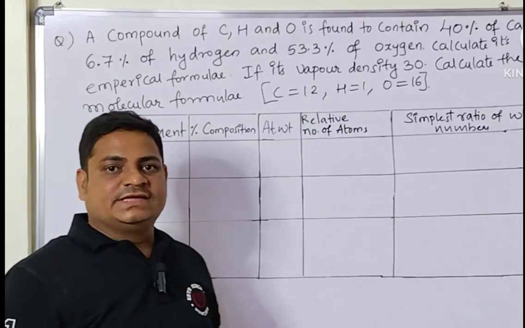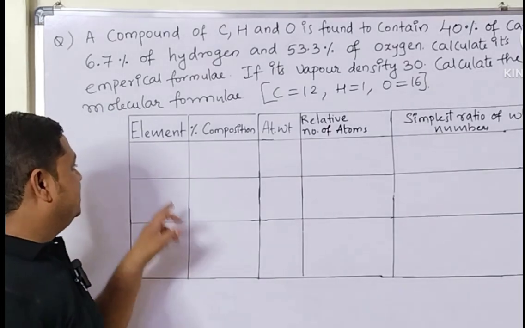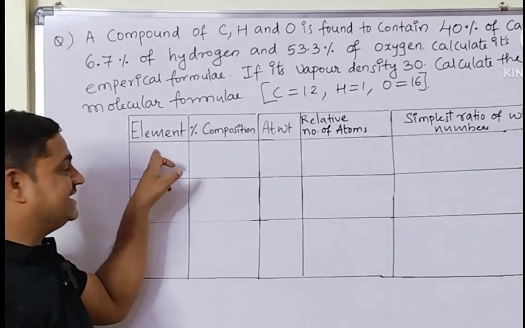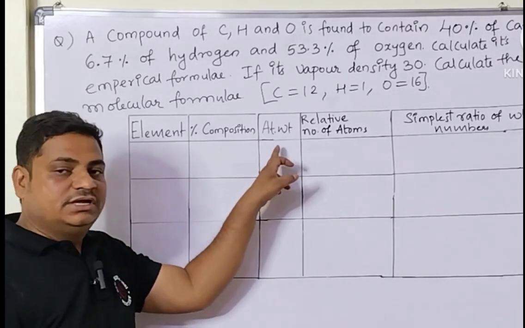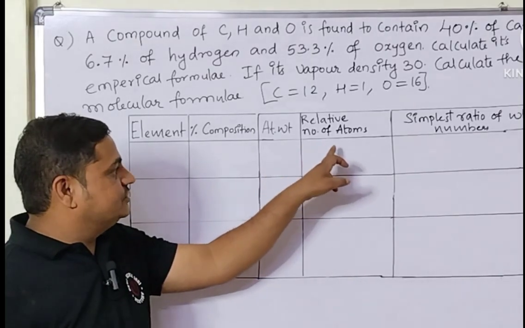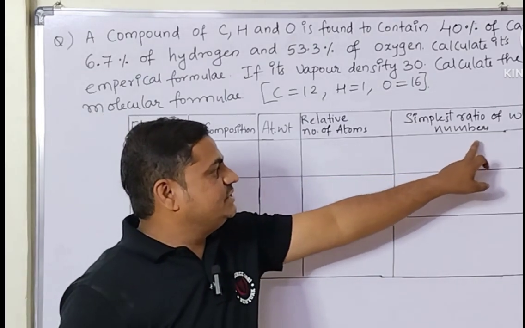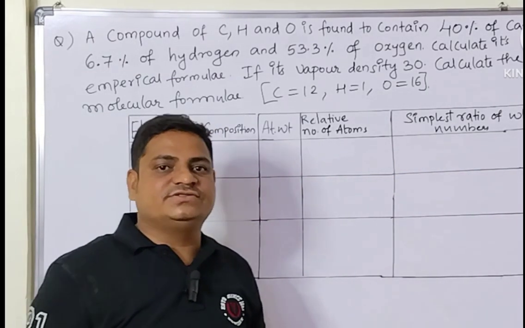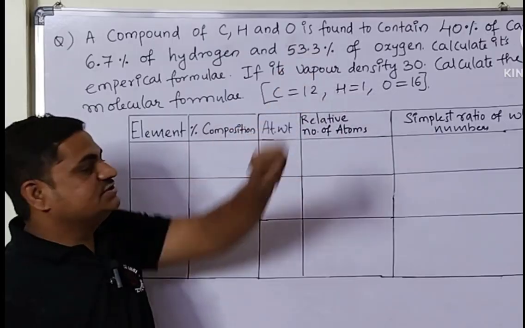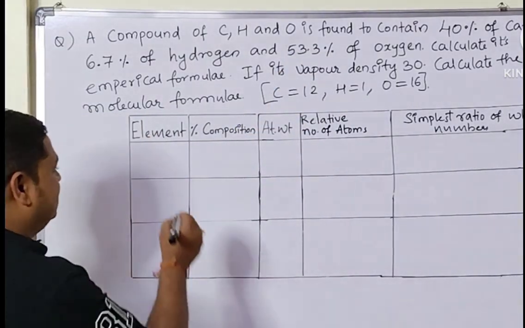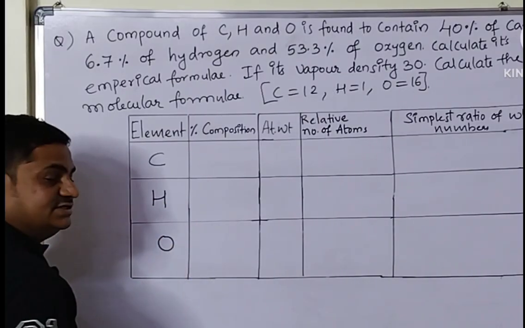and molecular formula? See now, here you can see the tabular column. In the first column I have mentioned element. In the second column you write percentage composition, the third column atomic weight, the fourth column relative number of atoms, that is atomic ratio, and the fifth column is simplest ratio of whole numbers. The first thing you have to do: the compound contains carbon, hydrogen and oxygen. So the elements given are carbon, hydrogen, and next oxygen.